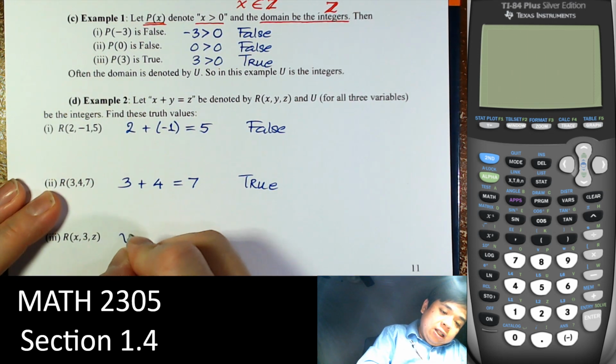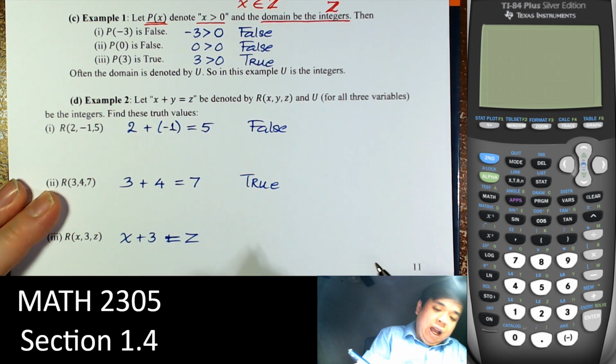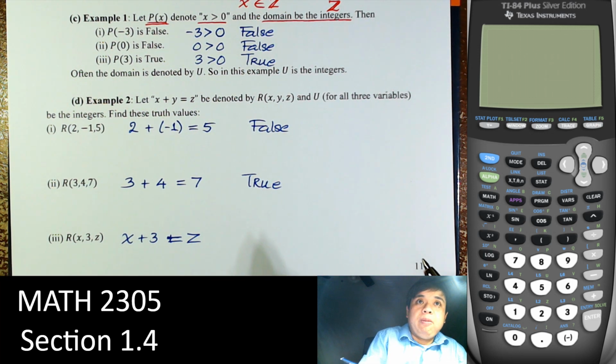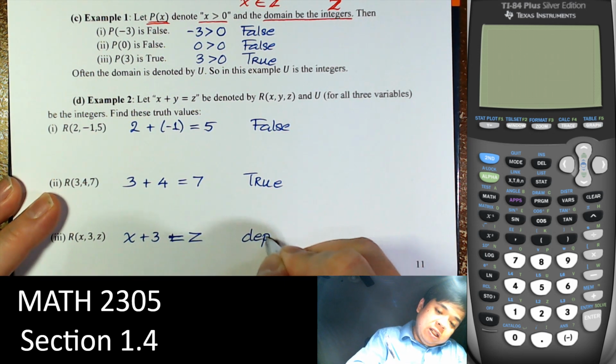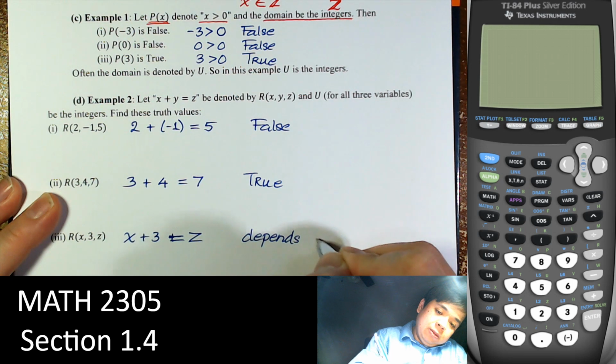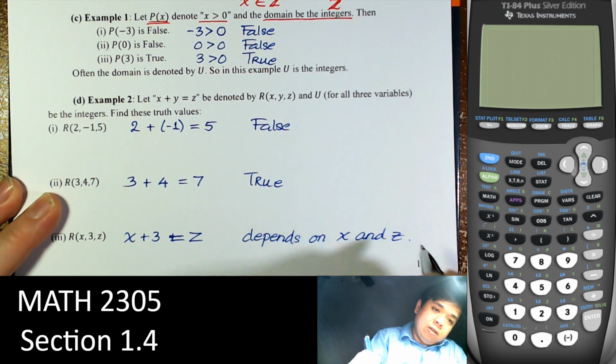And then x plus 3 equal to z. In this case we don't know, so we'll just say it depends on x and z.